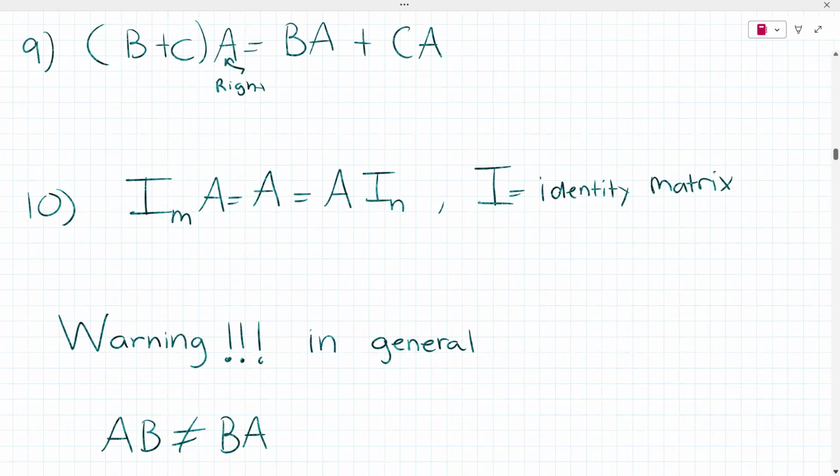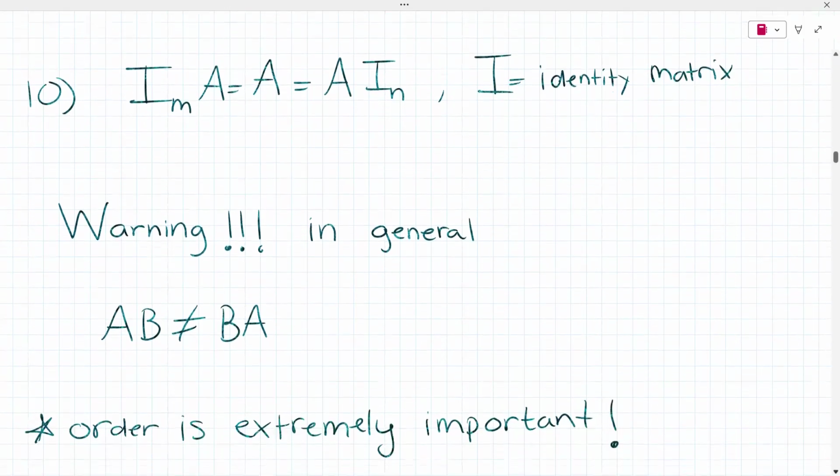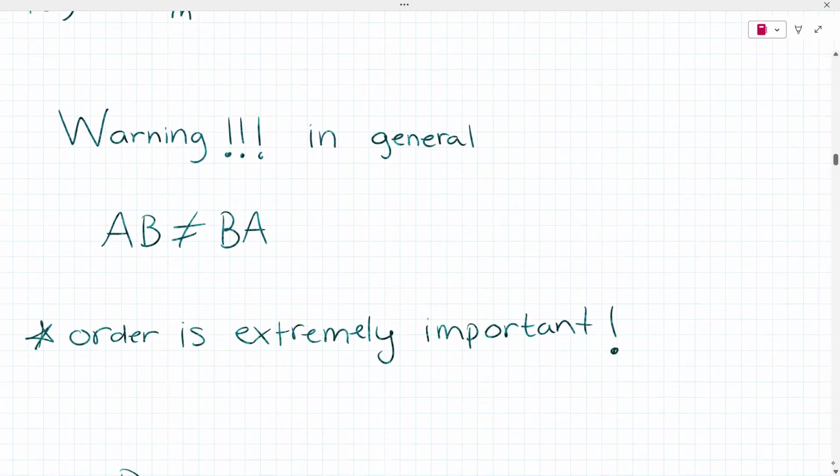Okay, so one more very important rule. When you're multiplying matrices, for example, if you're multiplying matrix A times B, it does not equal matrix B times A. Okay, you cannot switch these orders. When you're multiplying A times B, it's not the same thing as matrix B times A. So order is very important.